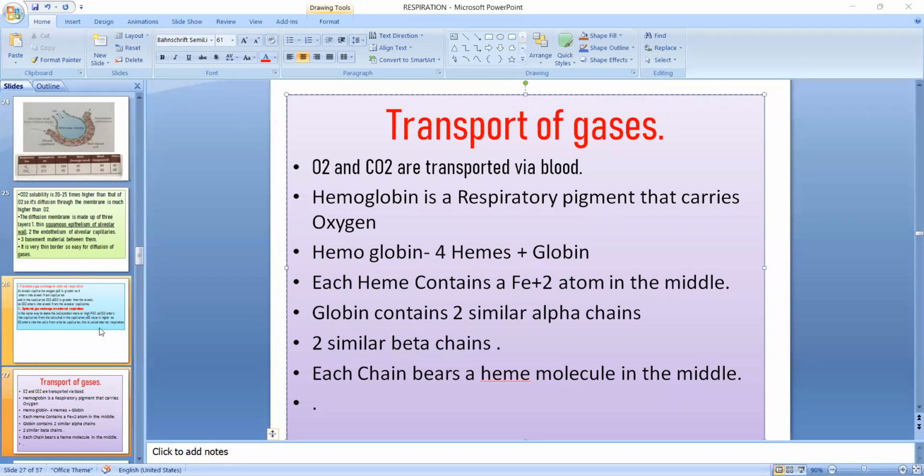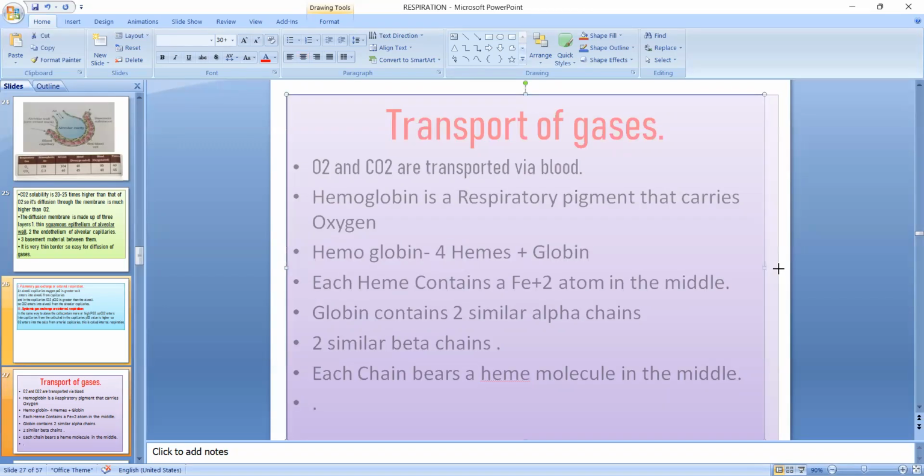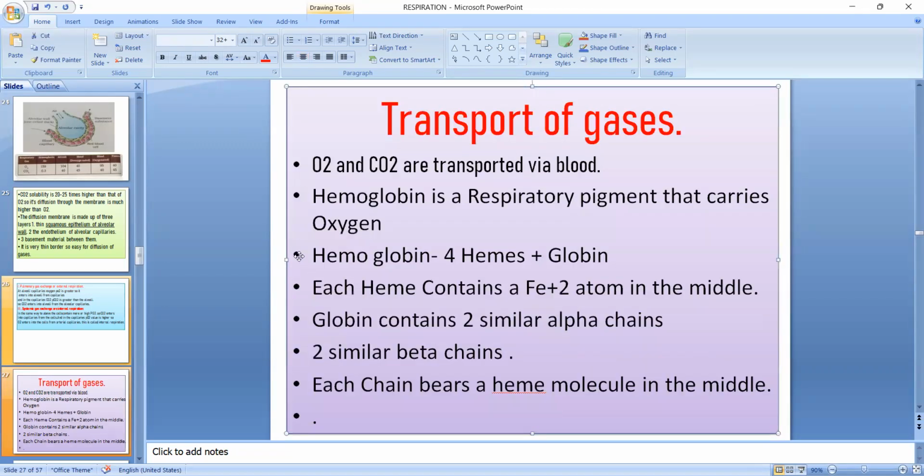Yesterday we discussed the respiratory system. The ultimate aim of the respiratory system is to bring the oxygen to all the tissues or cells of our body. That is number one, that is the main aim.